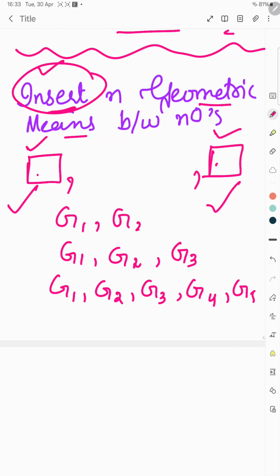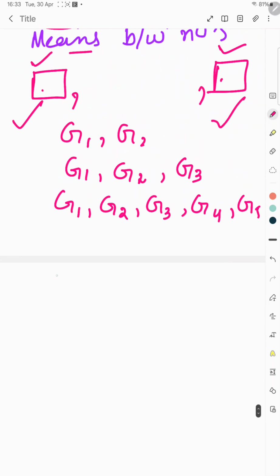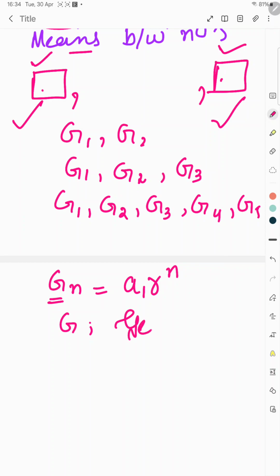Okay student, so I will solve an example for you, but first remember, for inserting geometric means there is a specific formula which is specially made for these types of questions, and the formula used to insert geometric means between two numbers is Gn is equal to a1 r power n. Okay student, here capital G, as you know, is used to represent geometric mean, and here I will write for you: G is for geometric mean.